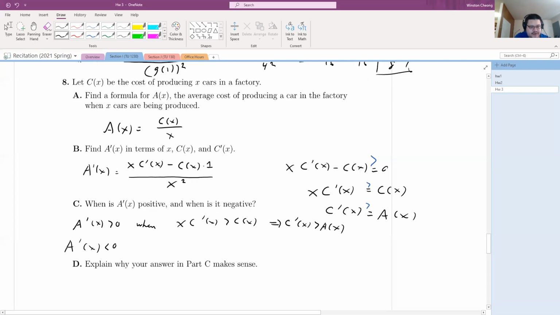And the rate of change of average cost, that's how you would say this, is positive when the rate of change of cost is greater than the average cost. And then I would just copy this whole thing down again, except flip the inequality, which happens when the rate of change of cost is less than the average cost.